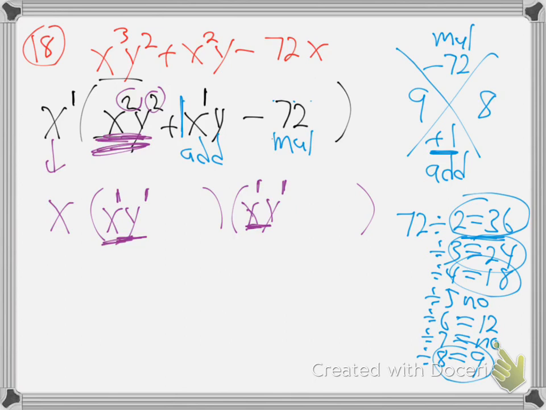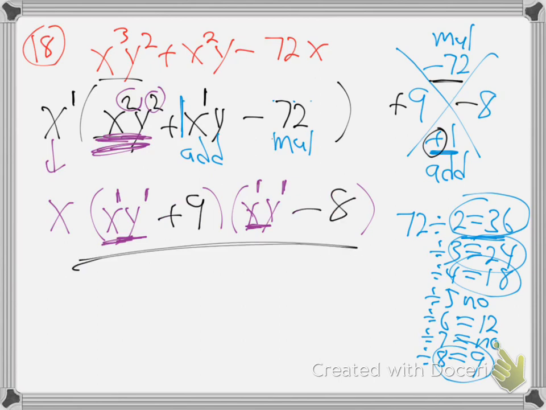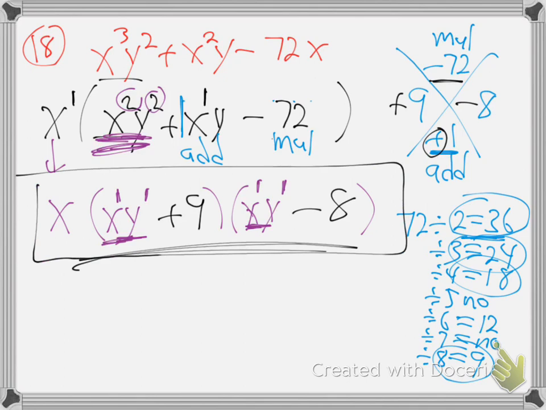How do the signs go? Sign on the bottom. Bottom goes where? Bigger. Plus 9 minus 8. That makes plus 1, and they multiply to be negative 72. Plus 9 minus 8. Either order. There we go. The whole thing's the answer, including the x in the front.